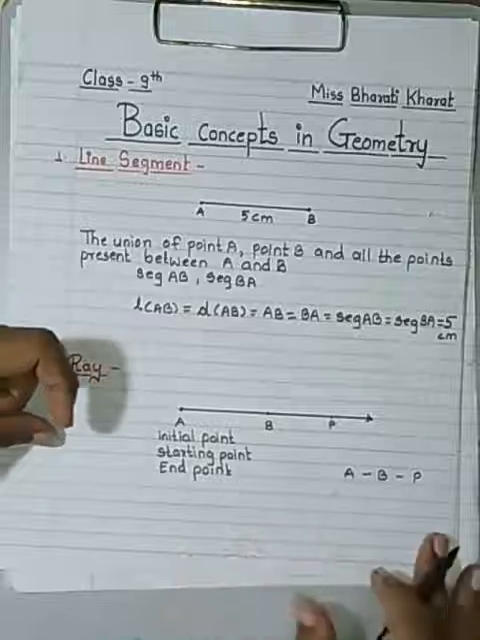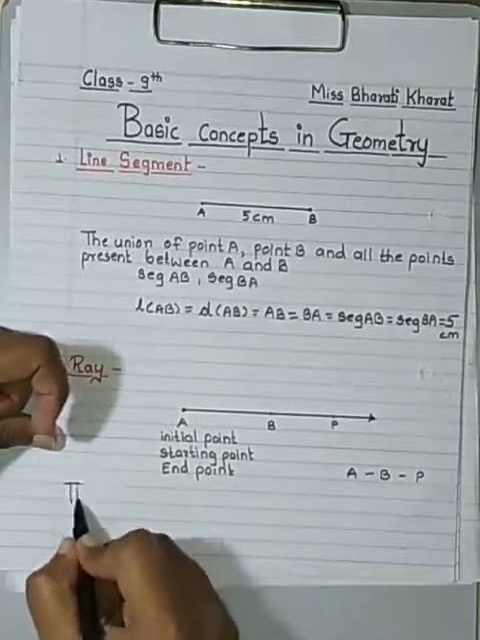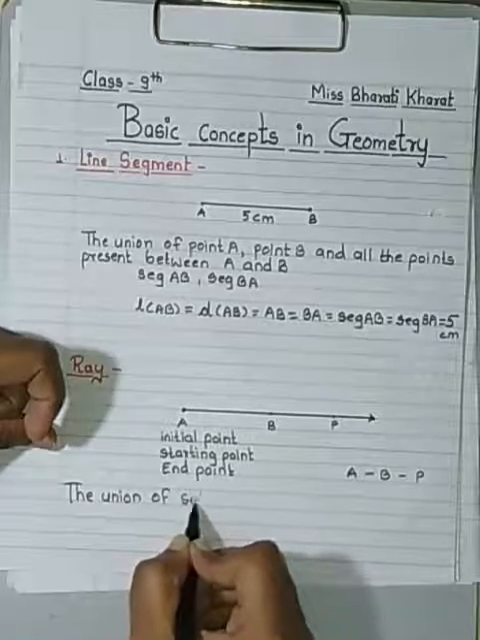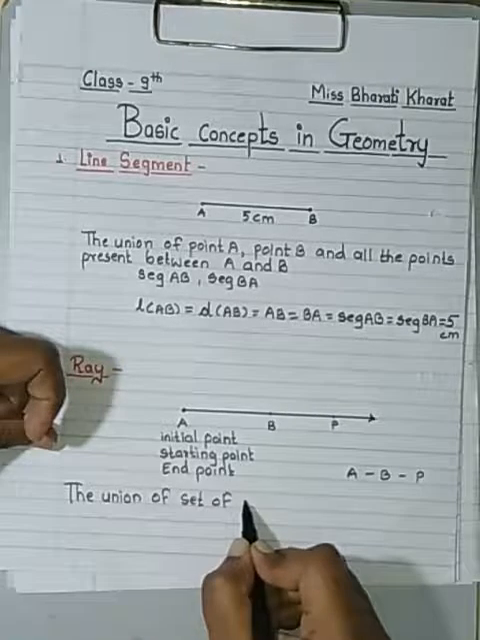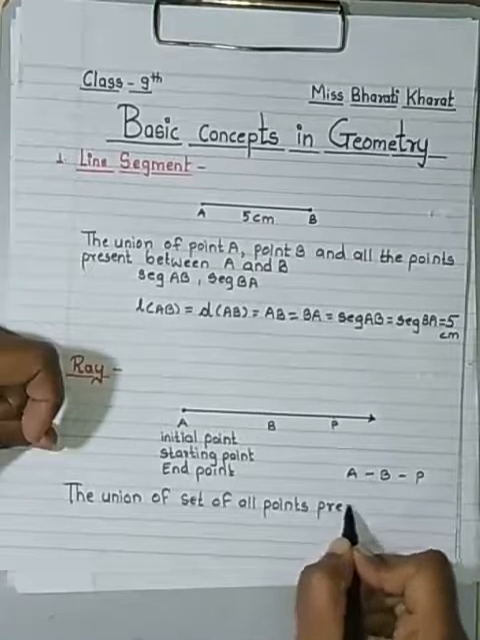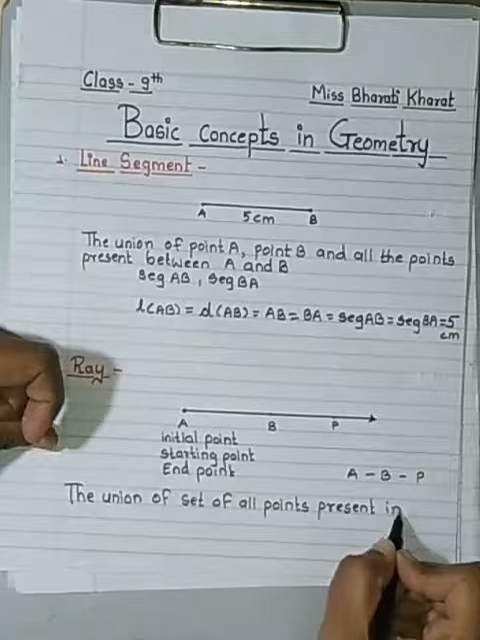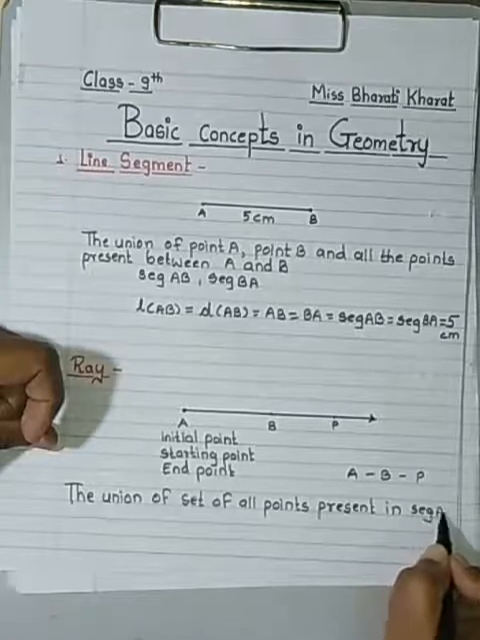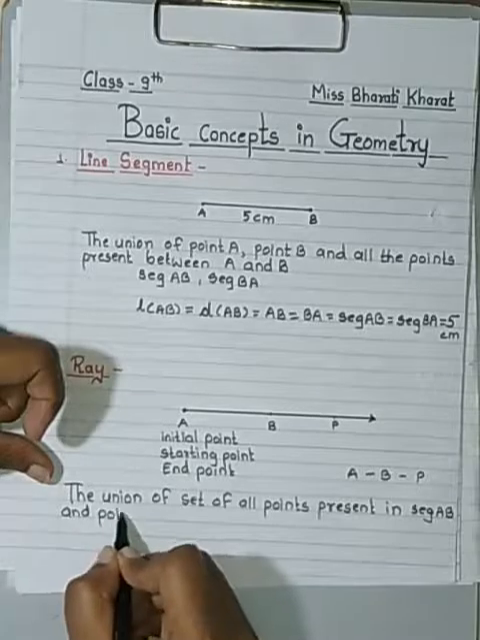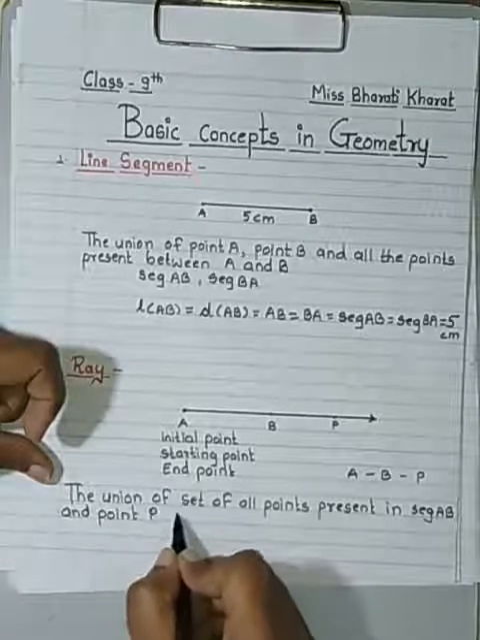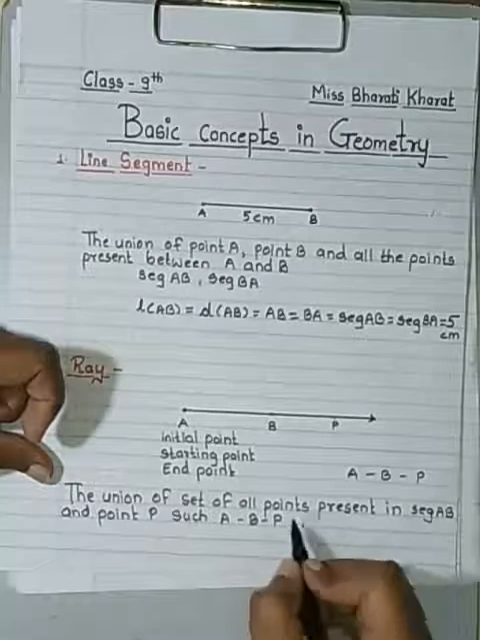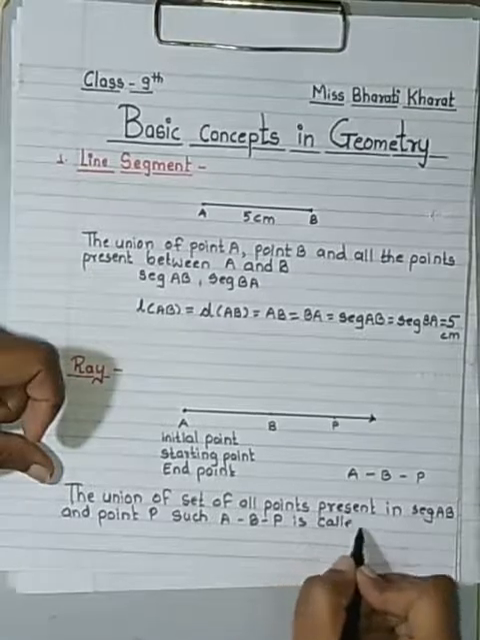Now children, let us write down the definition. The union of the set of all points present in seg AB and point P, such that A-B-P is called a ray.